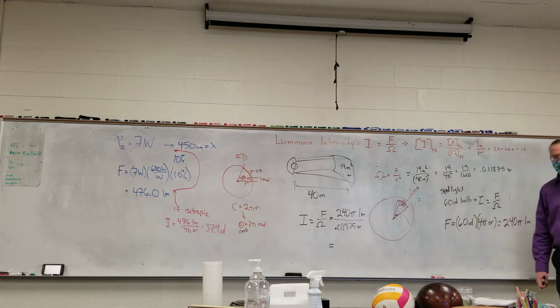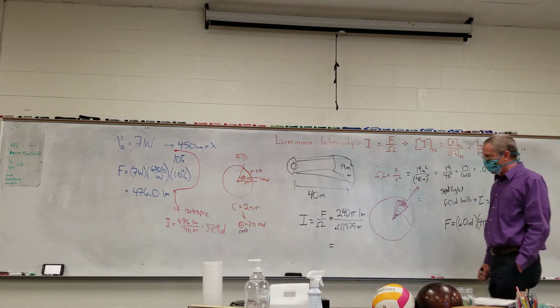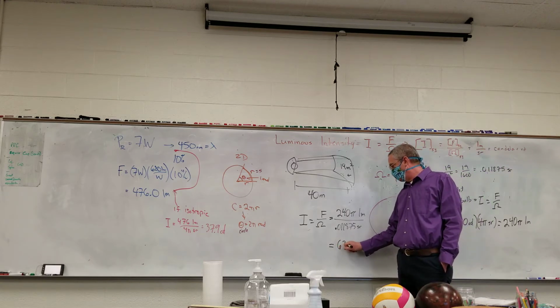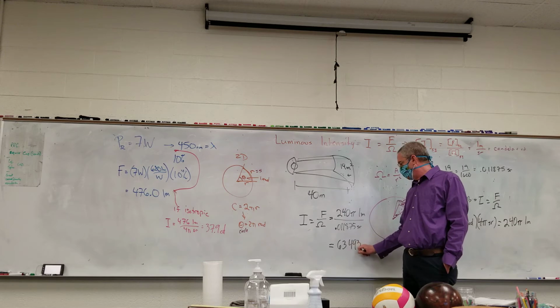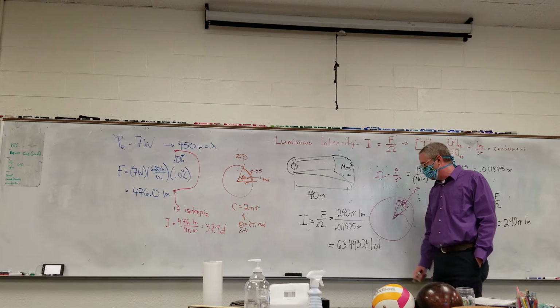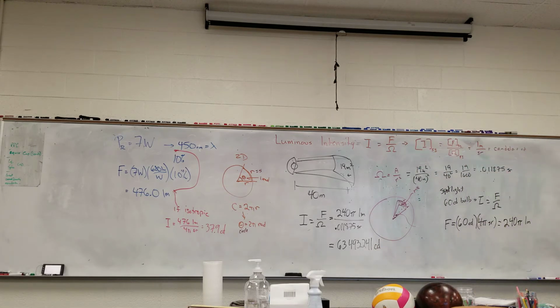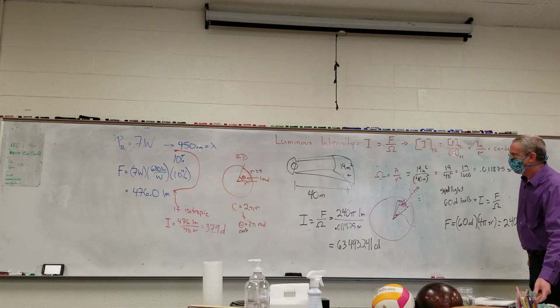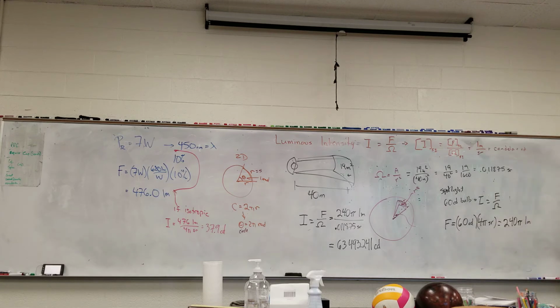And we end up with a final luminous intensity of 63,493.241. Units? Candelas. Yep. And so, obviously, it's much more intense than if it were just in open air, or naked, whatever term you want to use there. Basically, if that cone wasn't there reflecting all that light back, it'd be much lower.